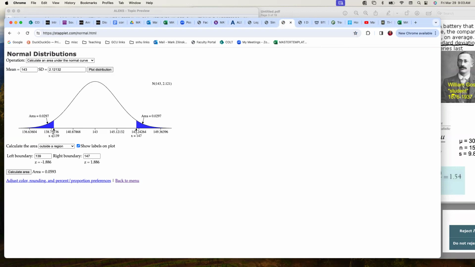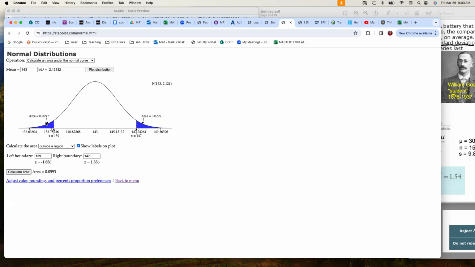So if I come over here to 139 and go to the left of that, that will give me that area or probability of getting that or less. But since the alternative is not equals, I also have to go as far in to the right, which is to the right of 147. Now, I can always get this total area right here, which is 0.0593, by just doubling this number.